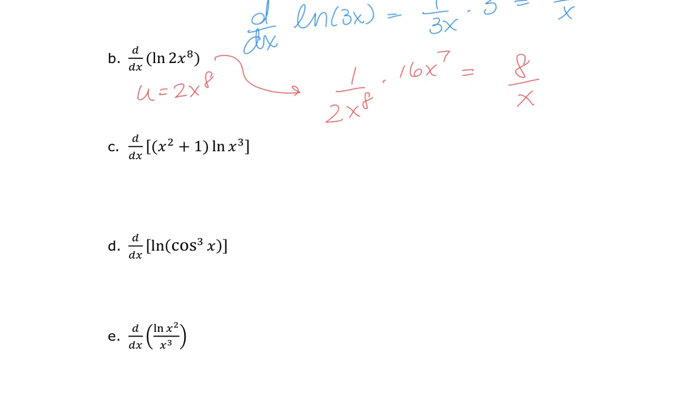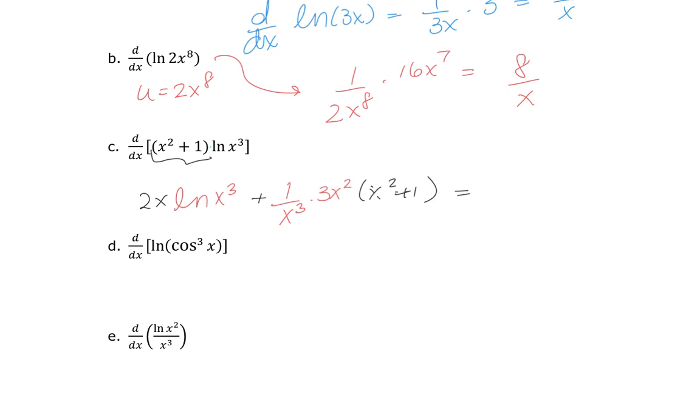If we take a look at our next derivative, this is the product rule, because what's going on here is a multiplication. So I'm going to do the derivative of my first factor, which is just going to be 2x, multiplied by my second factor, which is the natural log of x cubed. And then it's going to be plus the derivative of my second factor, which is 1 over x cubed multiplied by 3x squared. And then that's going to be multiplied by my first factor, which is x squared plus 1.